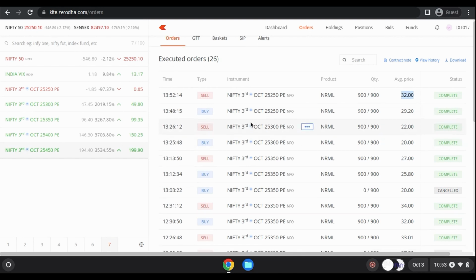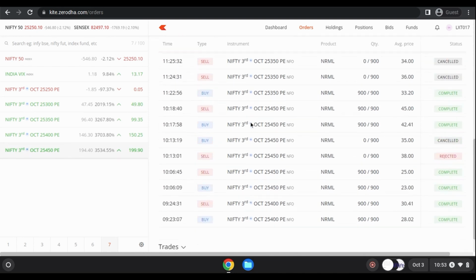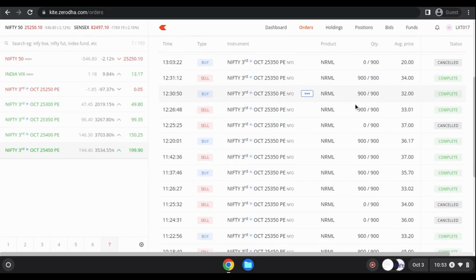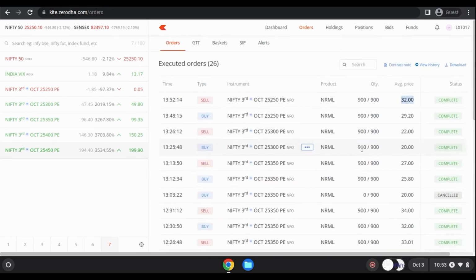So these are my 20 trades that I've taken today. It's all scalping, guys. All the quantity I was doing with 900 quantity only. Okay, and let's explore my trading opportunities today.